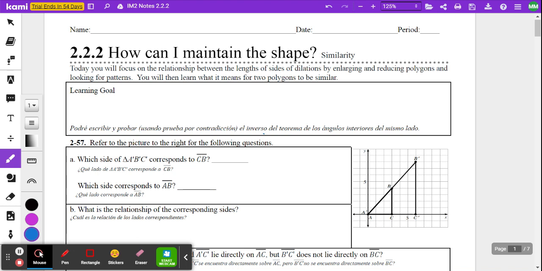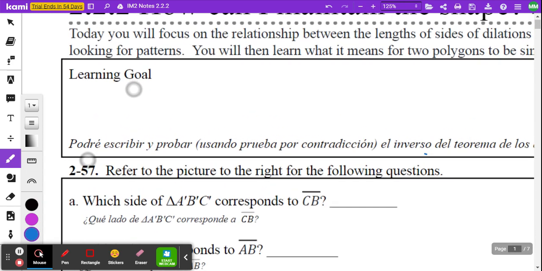How can I maintain the shape for similarity? Today we will focus on a relationship between the lengths of sides of dilations by enlarging and reducing polygons and looking for patterns. Then we're going to learn what it means for two polygons to be similar. Now we have two learning goals.